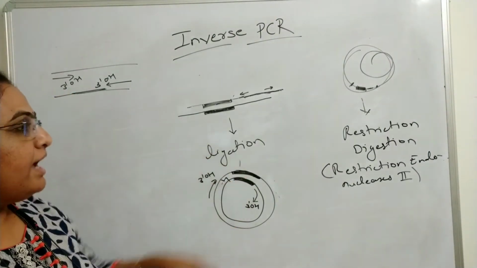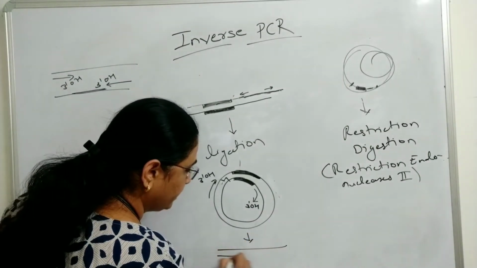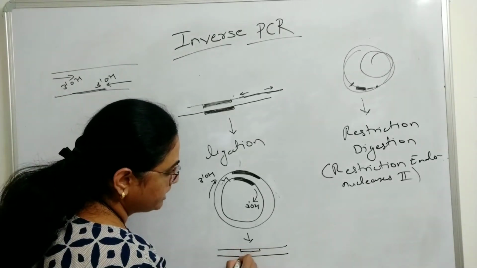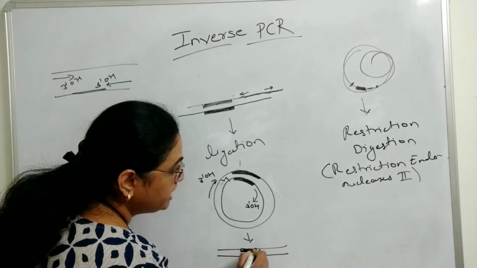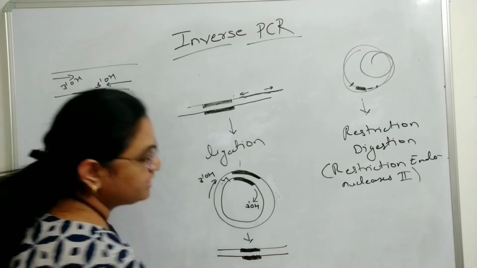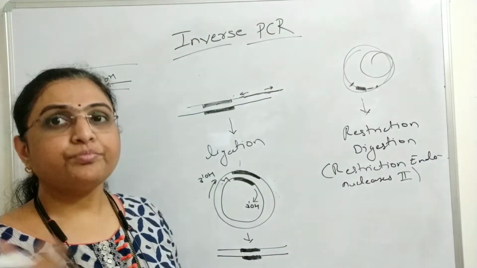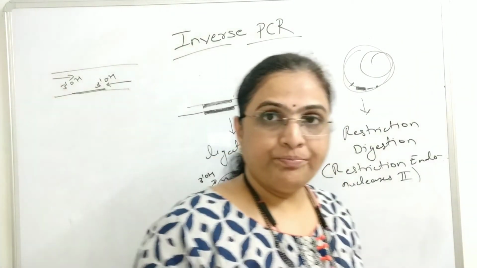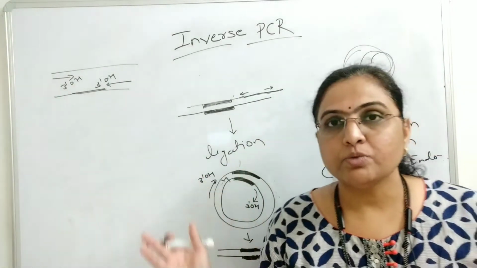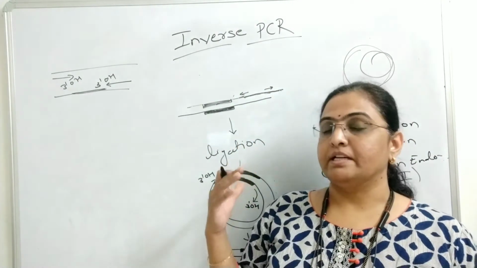So there is an amplification of the DNA, and after amplification you are getting two DNA strands, and those two DNA strands are going to be linear. They are linear DNA strands, and then, like in PCR, there will be the amplification of the DNA. In this way, there is a procedure for the inverse PCR.